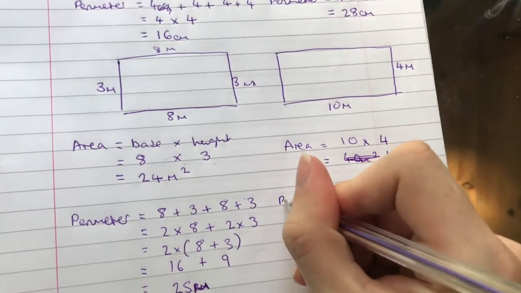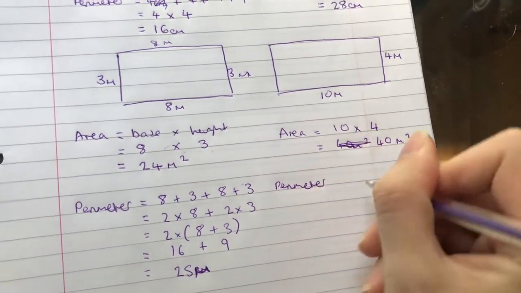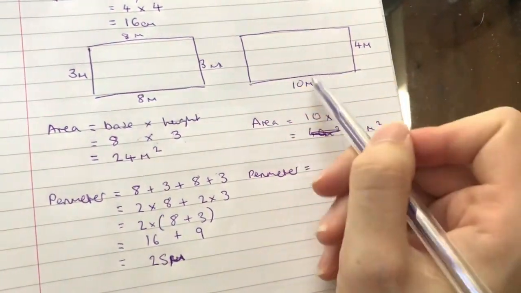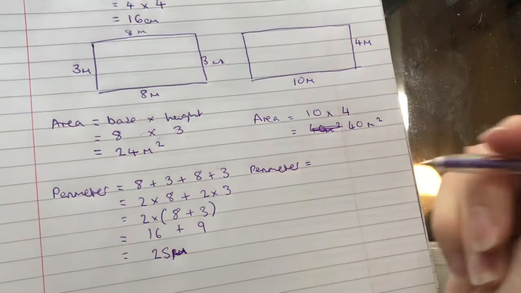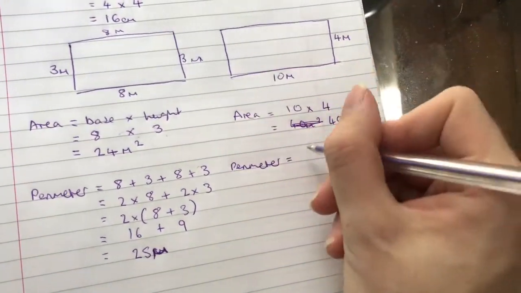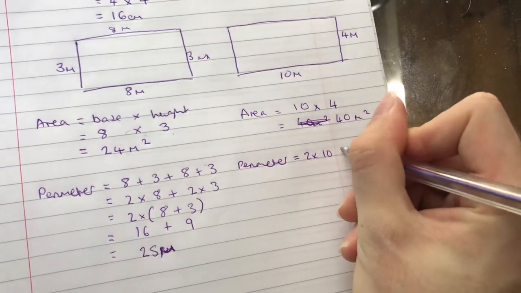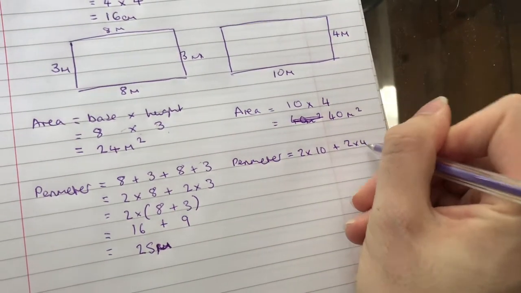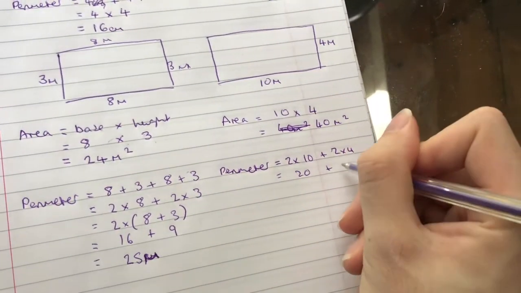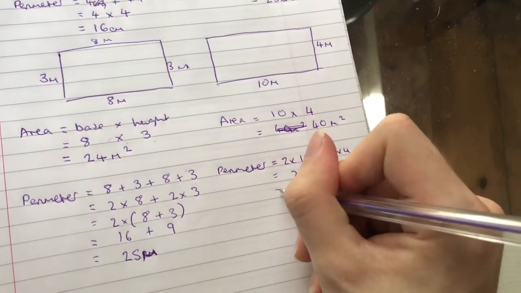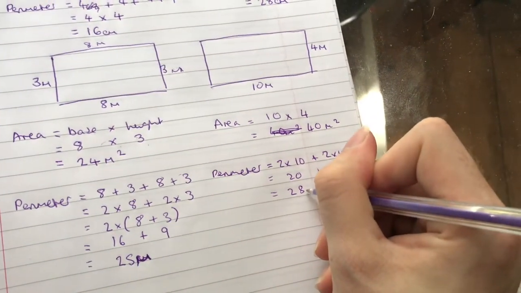Now, perimeter. So I'm going to write this as 2 lots of 10 plus 2 lots of 4. You could even just write that as 10 plus 10 plus 4 plus 4, but I'm going to do it as 2 times 10, plus 2 times 4. 2 times 10 is 20, and 2 times 4 is 8. So that would be 28 metres.